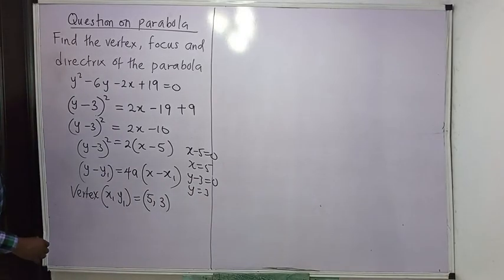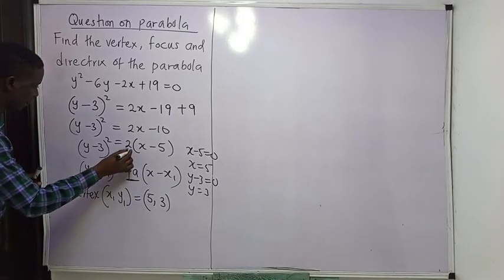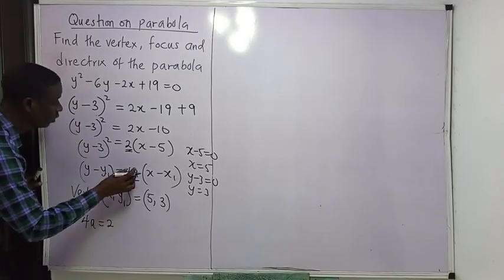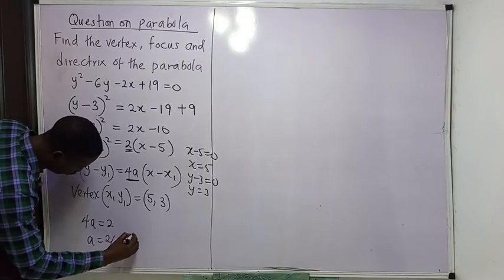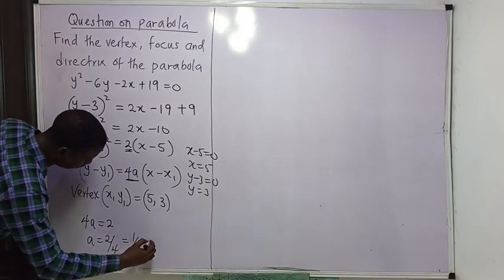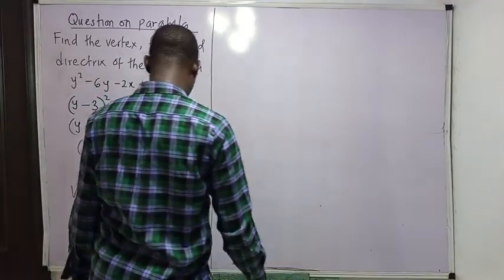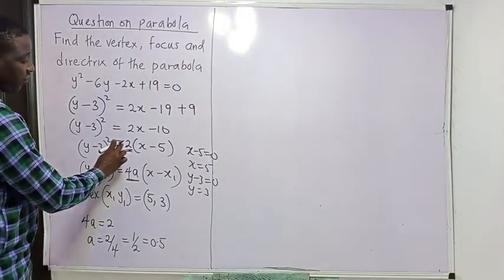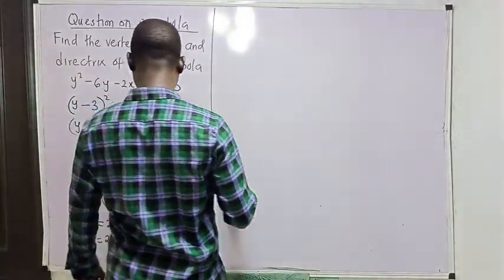Now, how do we get our focus? We equate this part with this part. So 4a should be equal to 2. By comparison, a will be equal to 2 divided by 4, which is 1 over 2, that is 0.5. So having gotten that, let's draw the diagram. Don't forget this is positive, and it lies along the x-axis.